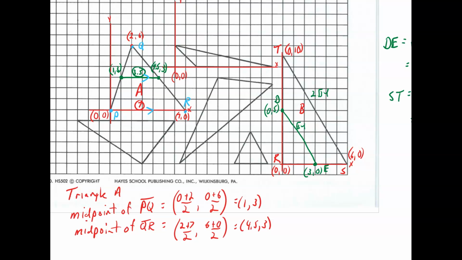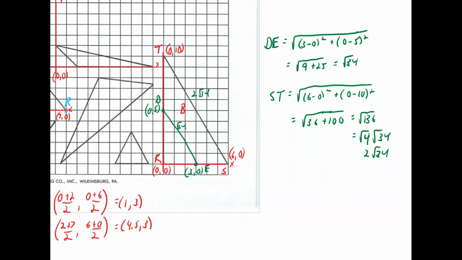I wonder if that will be true of triangle B as well. It may be. It looks like it could be, but we're only going to find out if we actually calculate it. So let's find the slope of DE. And remember that the slope is just the change in y over the change in x. So I'm going to go 0 minus 5, that's the change in y, over 3 minus 0, which is the change in x. So I get negative 5 over positive 3. I don't have to reduce that any. That's it. Negative 5 over 3.